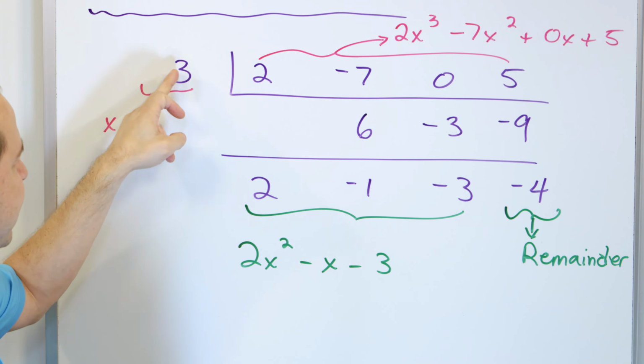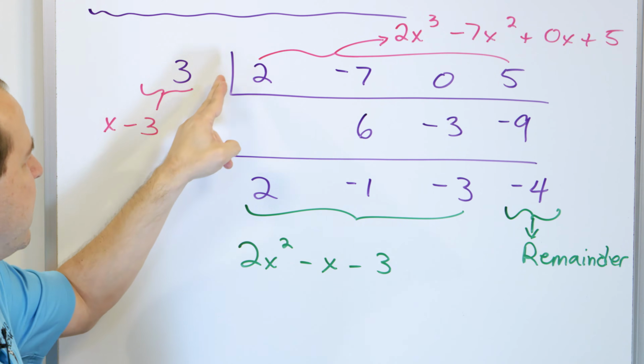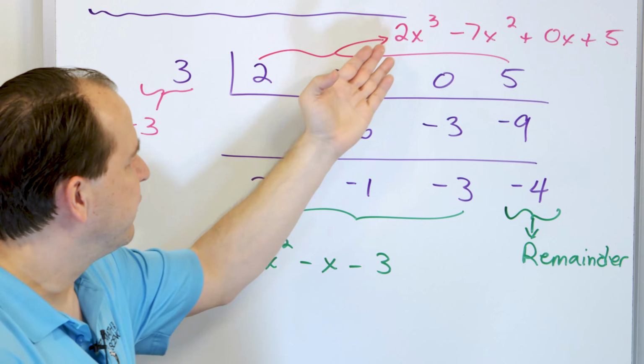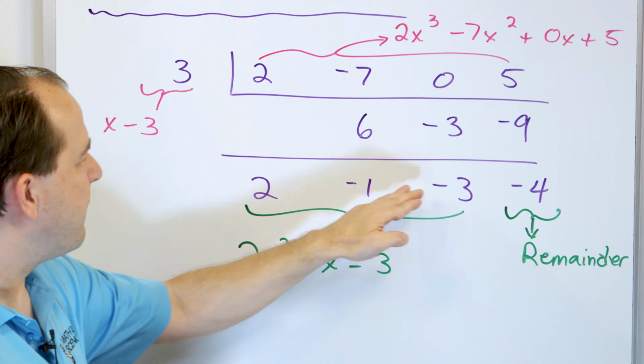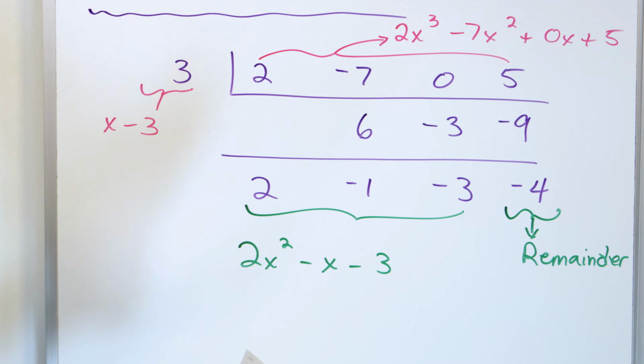The number on the outside of the little house is what you're dividing by, but you have to use the opposite sign, okay? The numbers on the inside of the house is what you're dividing into, and then the numbers on the bottom represent the remainder along with the rest of the answer, as we have done in long division. All right, so now it's time to, let me see where I want to do this.